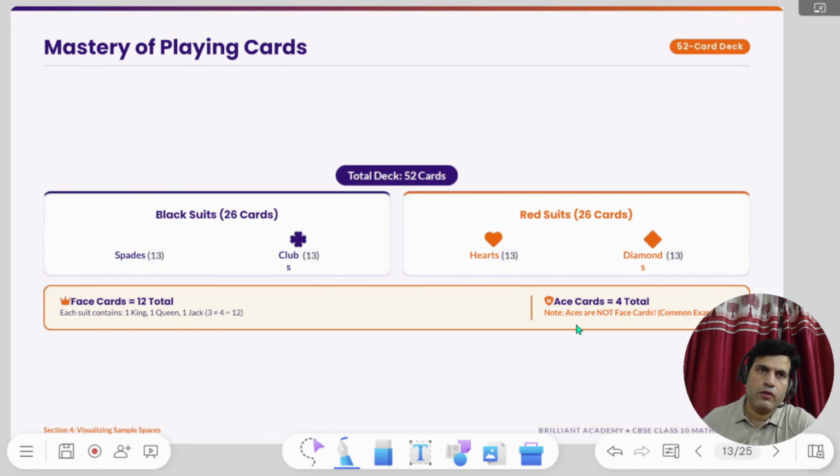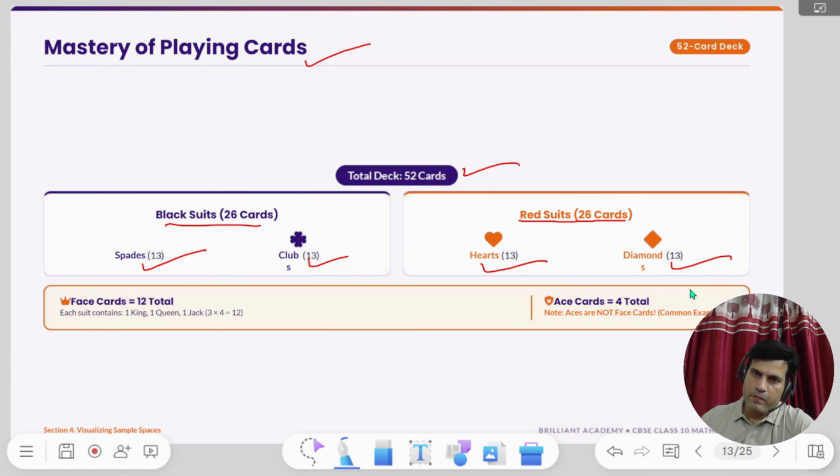If you talk about mastering the playing cards, we have 52 cards, in which 26 are black cards and 26 are red cards. In black we have spade 13 and club also 13. In the red suit, heart is 13 and diamond is also 13.